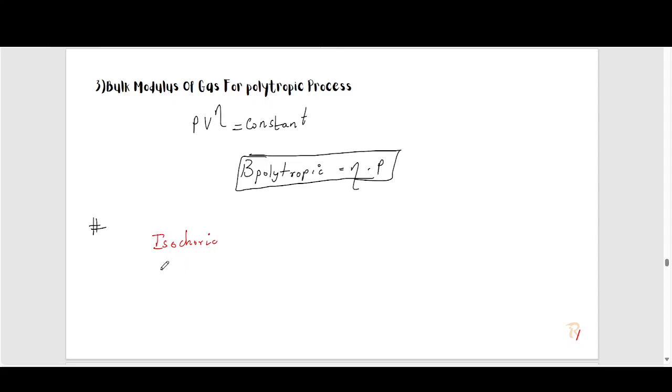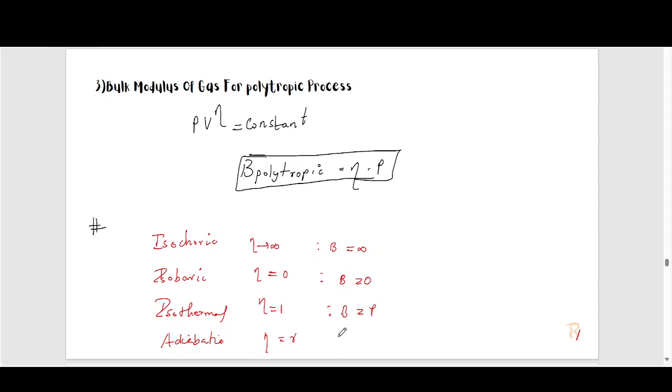Isochoric, isobaric, isothermal, adiabatic. Here eta tends to infinity, eta equals 0, eta equals 1, eta equals the adiabatic exponent. B is equal to infinity, B equals 0, B equals P, B equals gamma P.